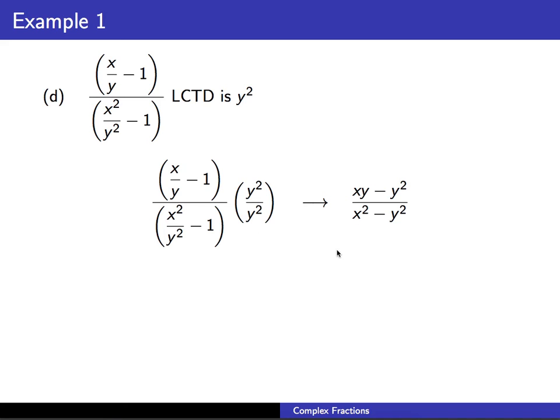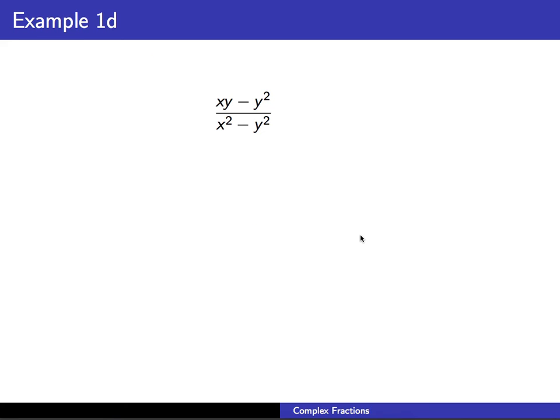And again, if we look at our numerator and denominator, in our numerator we can factor out a y, and then our denominator, x squared minus y squared, factors as a difference of squares. So our numerator, when we factor out a y, we get y times x minus y. And then x squared minus y squared factors as x plus y times x minus y.